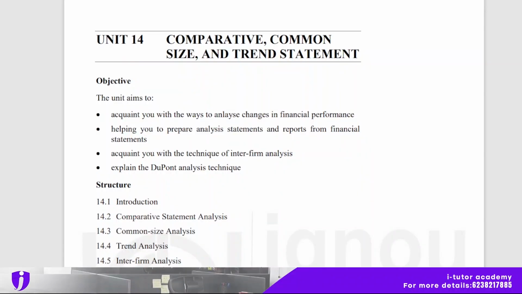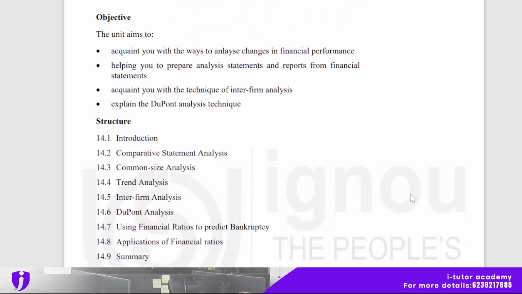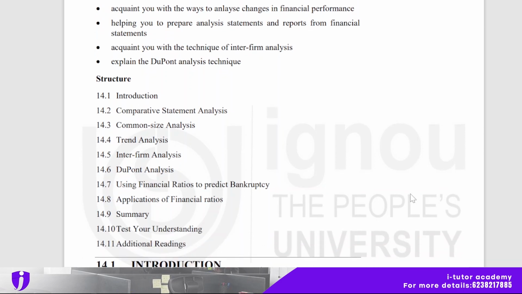In today's session, we will start with Unit 14, MMBC 004, that is Comparative, Common Size and Trend Statement. So let's see the objectives of this unit. The unit aims to acquaint you with the ways to analyze changes in financial performance, helping you to prepare analysis statement and reports from financial statement, and acquaint you with the technique of interfirm analysis, and explain the DuPont analysis technique. These are the objectives of this chapter.